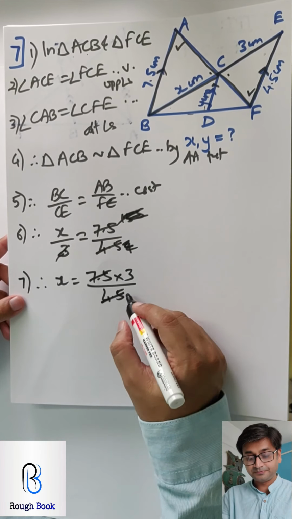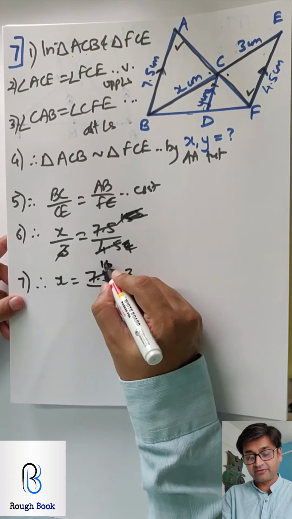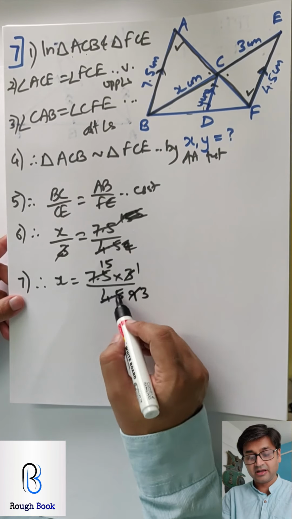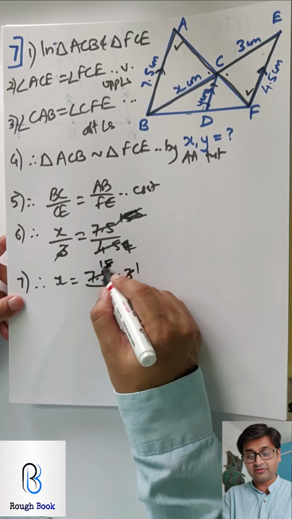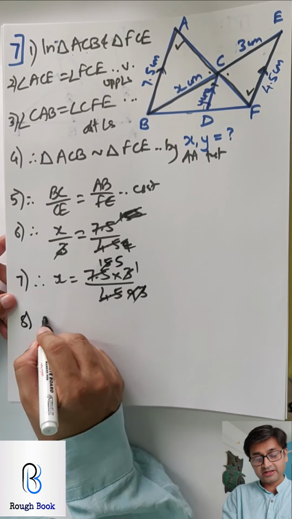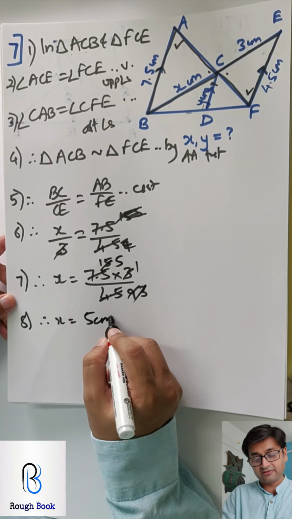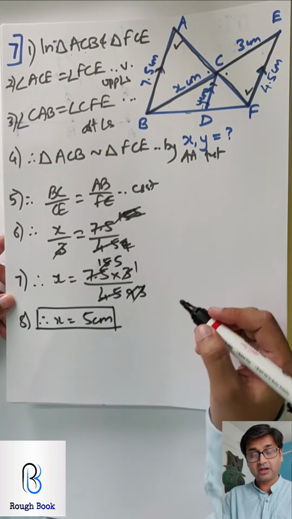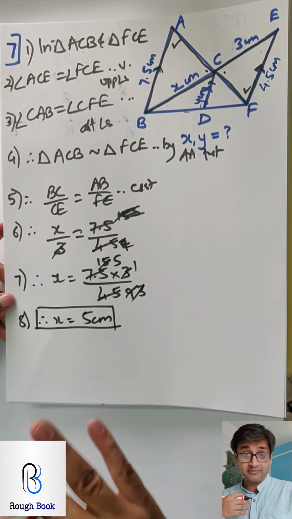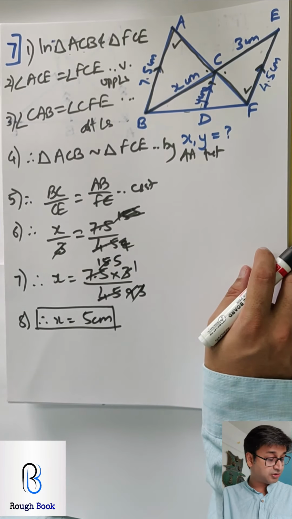Now I can cancel. 5 9s are, 5 15s are, 3 1s are, 3 3s are. The decimals have taken care of themselves. 3 1s are, 5s are. So finally I can say x is equal to 5 centimeters. Yeah, did you manage to get the same? I messed up, I'm sorry, but that's good that you got it.